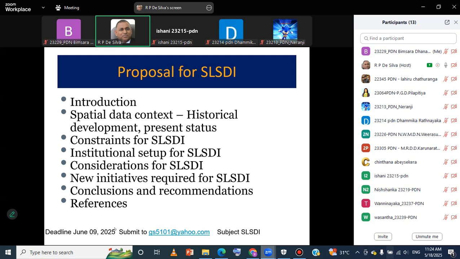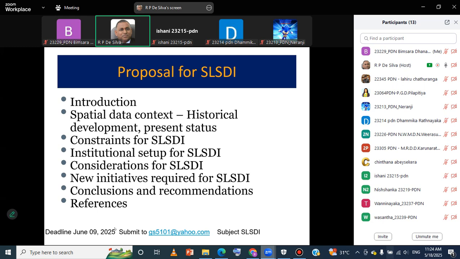Right. With that, we conclude the lecture for today and I give you the assignment. We need to develop individually. Each one of you needs to develop a proposal for Sri Lanka SDI. That proposal should have an introduction. It should be like a proper proposal, right? Which you can submit to the ministry, which can submit to the presidential secretariat to implement.